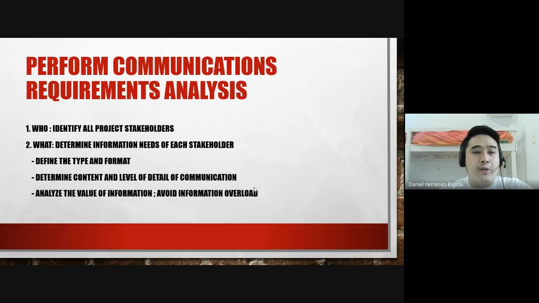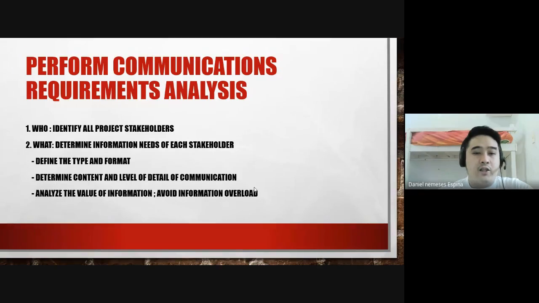Second, determine the content and level of detail of communication. The level of detail depends on whom you are communicating with. For example, if you are going to report to top management or to your seniors, most likely they do not want the details. They just want the summary or synthesis of what's going on with the project. More detail may be suitable for other stakeholders or your subordinates.